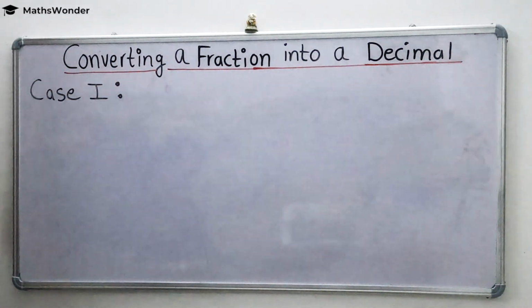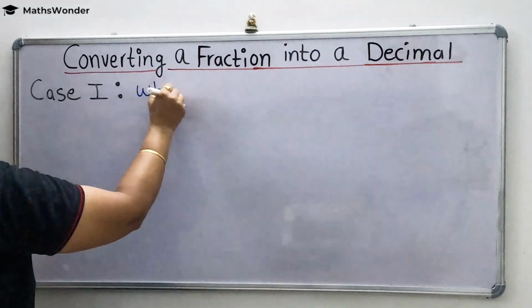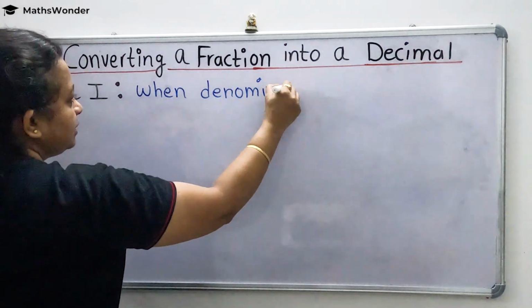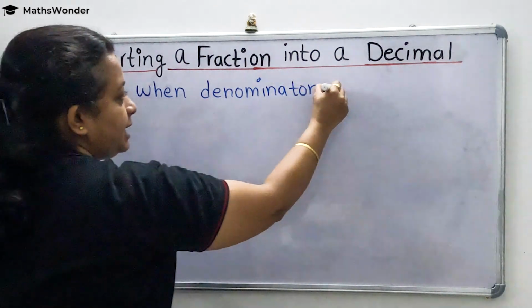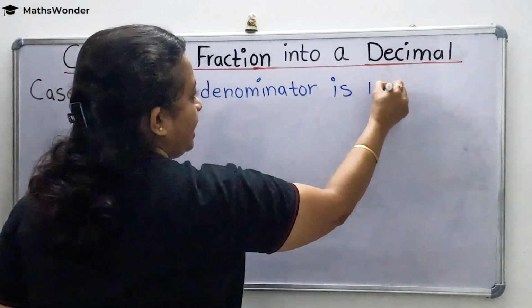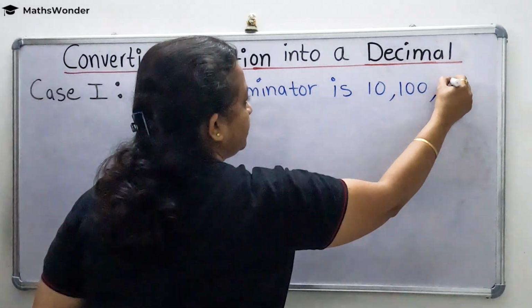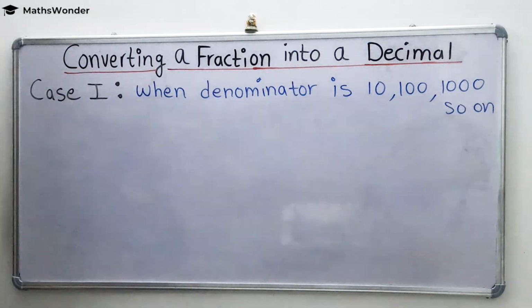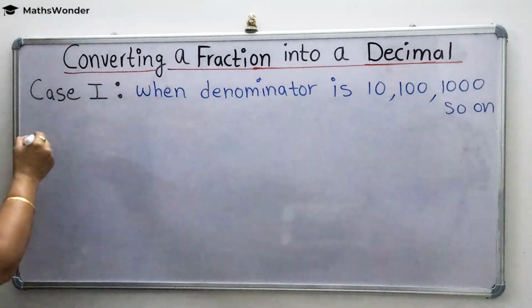Case number 1 is when the denominator is 10, 100, 1000 and so on, given in the question. Then how will you convert the fraction into a decimal? Generally everyone knows it. It's an easy conversion.